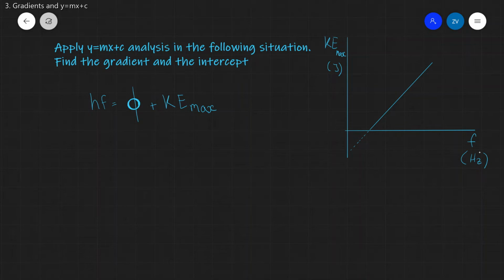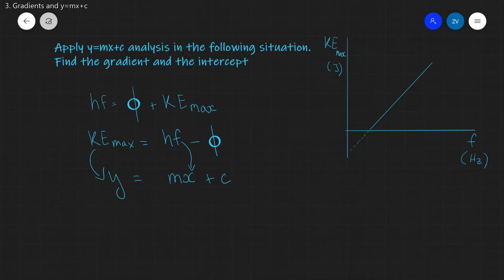Okay, well, remember, our step one is to rearrange for whichever quantity is on the y-axis. In this case, that's KE max. So this is what we're going to do. KE max will be simply equal to hf minus phi. Okay, well, right underneath, let's write down y is equal to mx plus c. Our kinetic energy is on the y-axis, our frequency is on the x-axis.